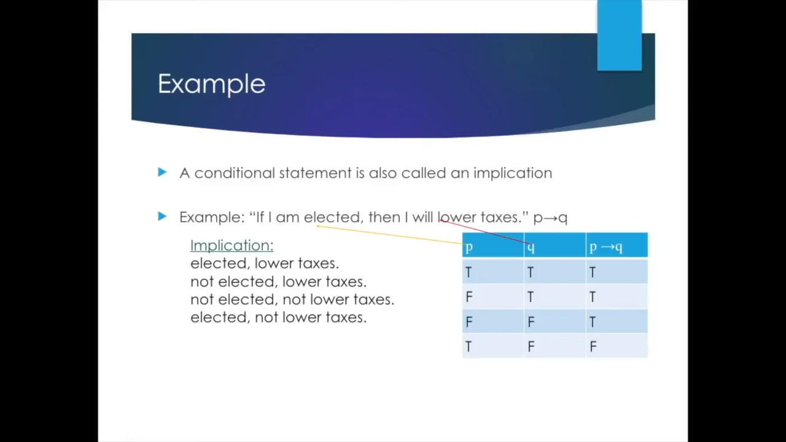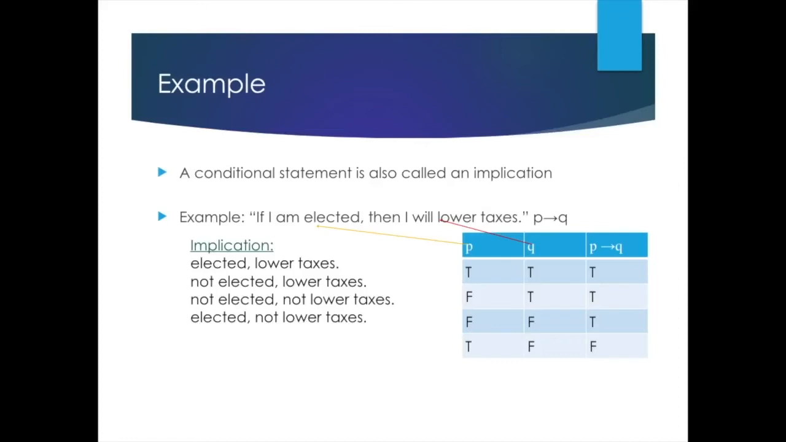Now look at the second one. I have not been elected, but taxes get lowered by somebody else. I don't care, but this is what happened. So I have not been elected, so this is false, and the taxes have been lowered by somebody, and this is true. False implies true gives the result as true, because here the conclusion happens to be true based on a different condition, but not this condition. And it is true.